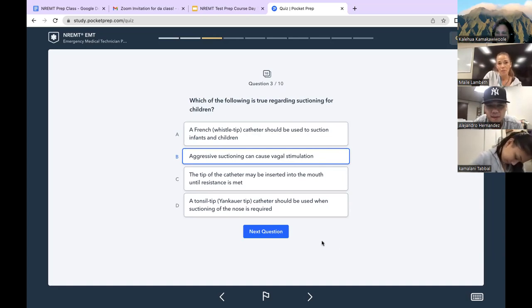All right. That French whistle tip is actually used for stomas. Oh. That's what that's for.